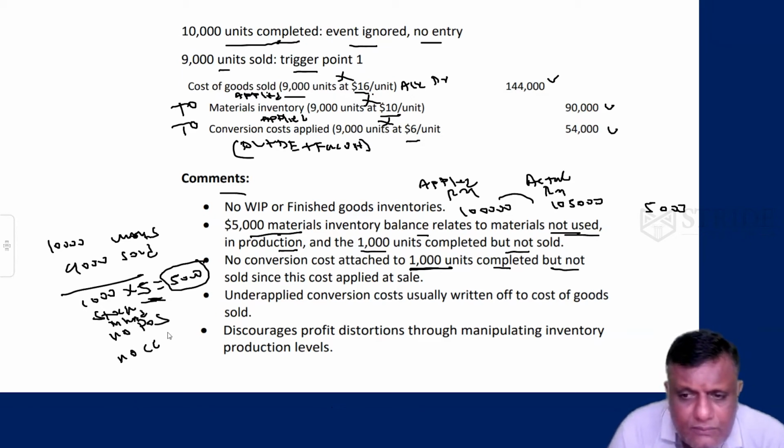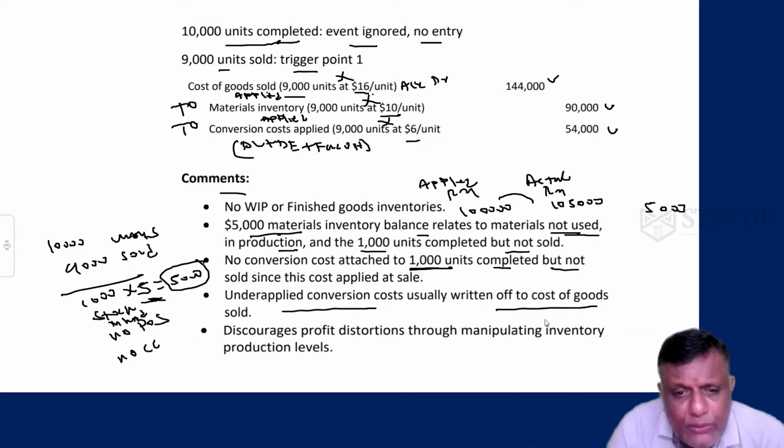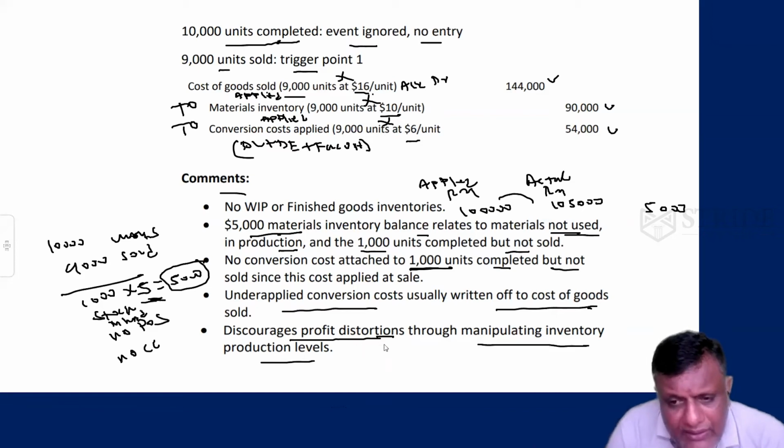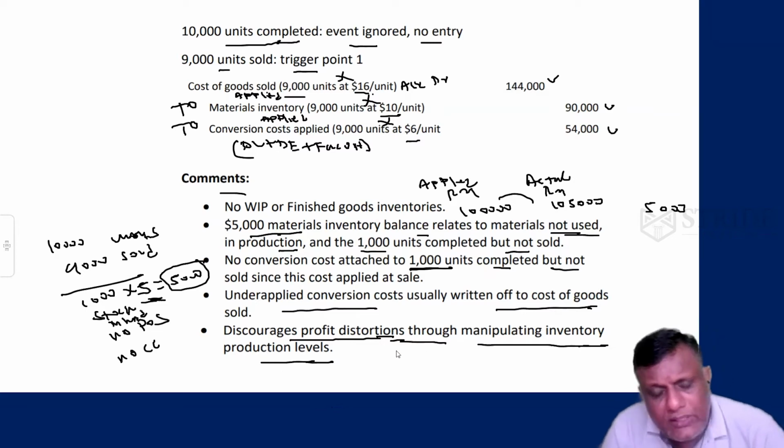So generally under applied conversion cost is usually written off to COGS. This discourages profit distortions through manipulating inventory production levels. Please make an entry, please transfer.